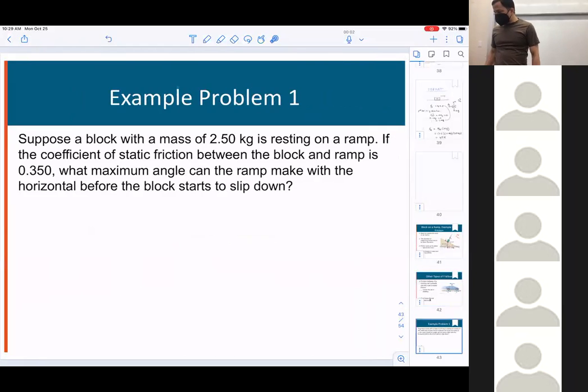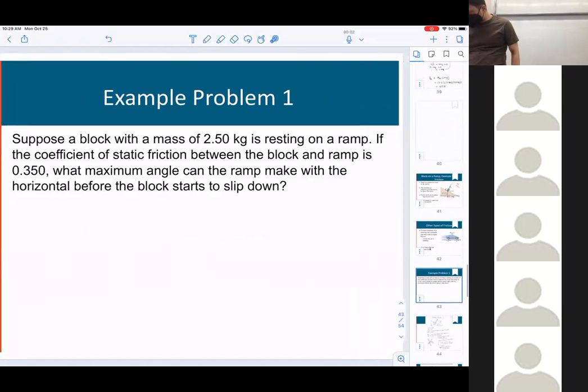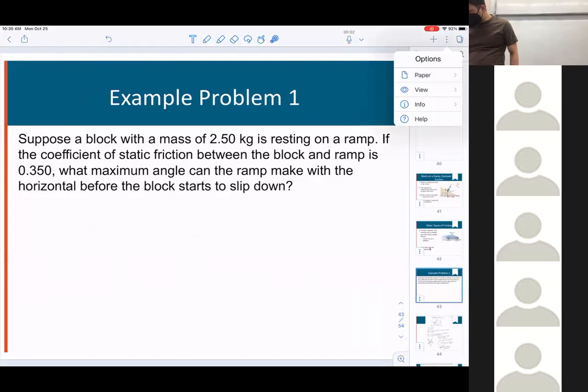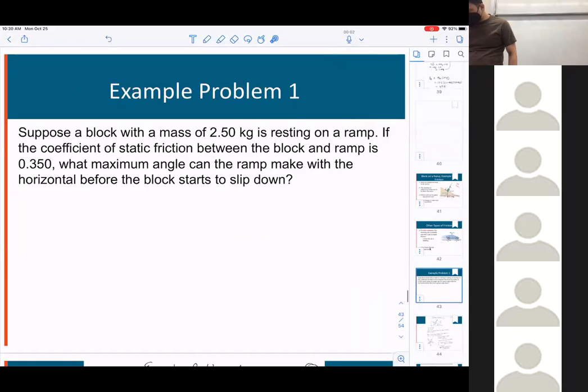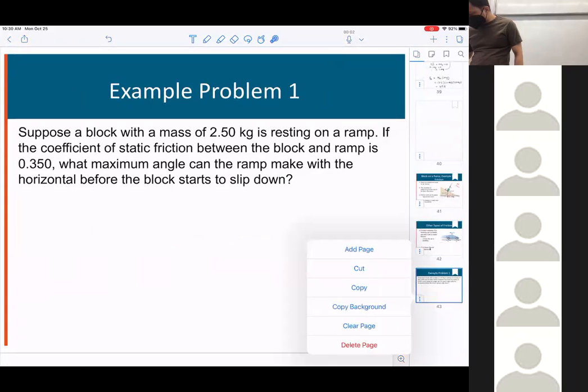All right, so here, let's now look at an example problem that puts all these things into play. And let me add a page here.